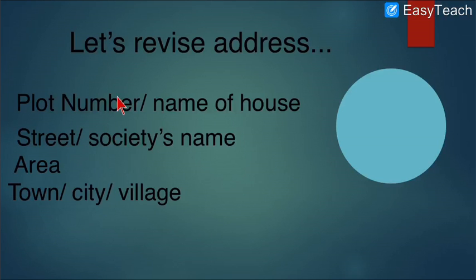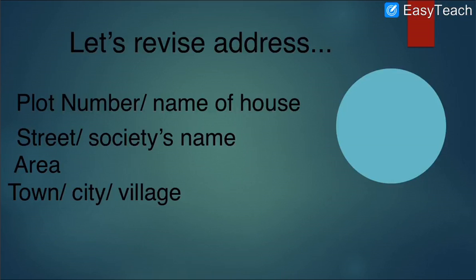Okay, I am again repeating, and I hope that in that much time you will finish writing. Plot number or name of the house, street or society's name, then comes area, and then town, city, village, anything at the end.